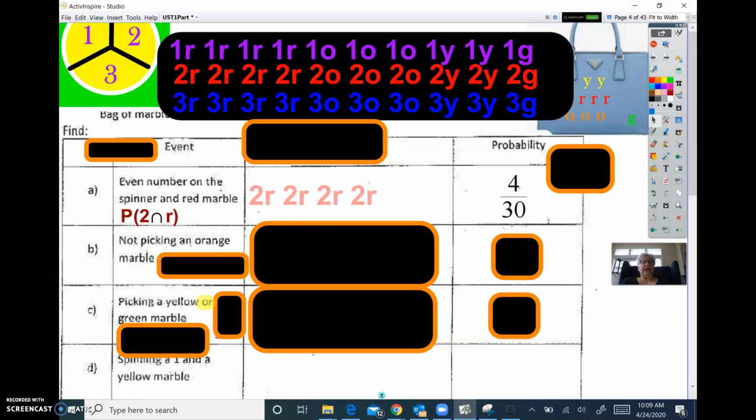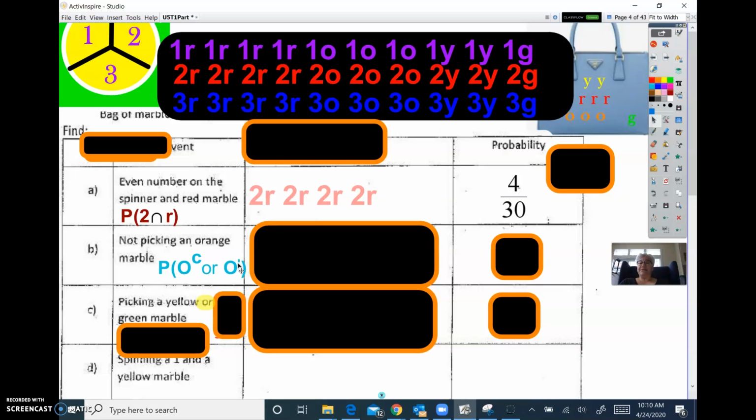Letter B, not picking an orange marble. That means I can spin any number on the spinner, because it doesn't even mention the spinner. 1, 2, or 3 are all possibilities, and I can pick any color marble that is not orange. Now, in terms of probability notation, we write it as the probability of O with the little c on top, or the probability of O with the little tick mark. That notation means not orange. The little c stands for complement, and the complement of orange means everything that is not orange.